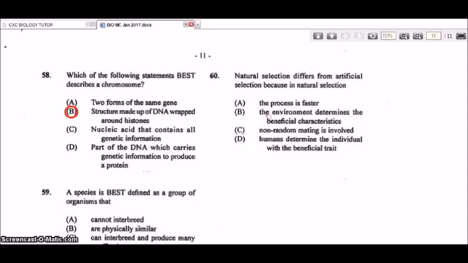And the final question, 60. Natural selection differs from artificial selection because in natural selection, the environment determines the beneficial characteristics. So that would be B. On the other hand, if it was artificial selection, it is the humans that determine the individual with the beneficial traits. So humans are involved in artificial selection. Natural selection is influenced primarily by the environment because it allows the organisms to adapt to the changing environment so that they can pass on the favorable characteristics to the offspring. So it's all about survival of the fittest.